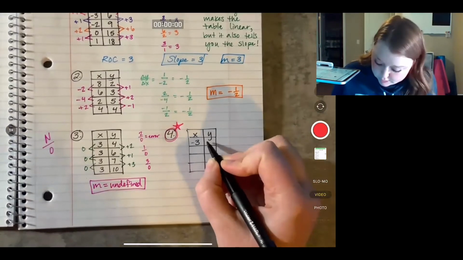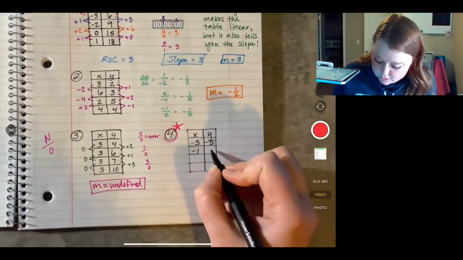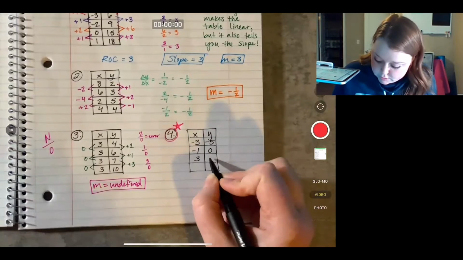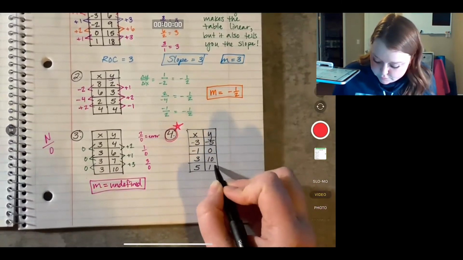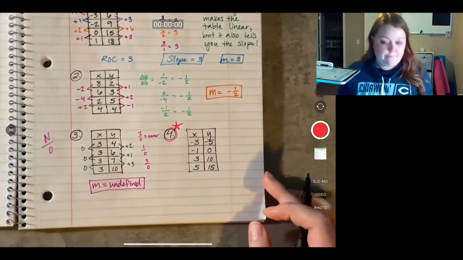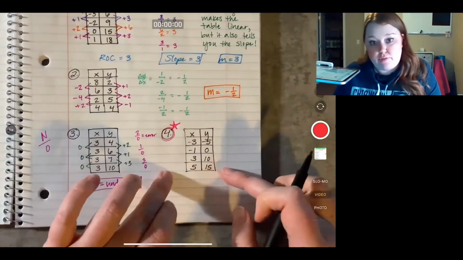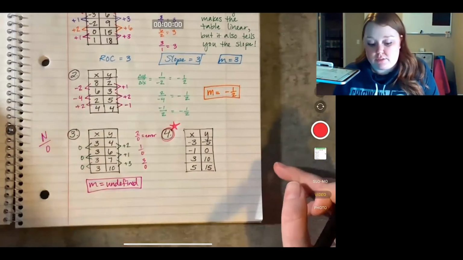-3, -5, -1, 0, 3, 10, 5, 15. Okay. So that, do all the math, find the slope. Slope is what you're going to enter in on the entries. Okay.